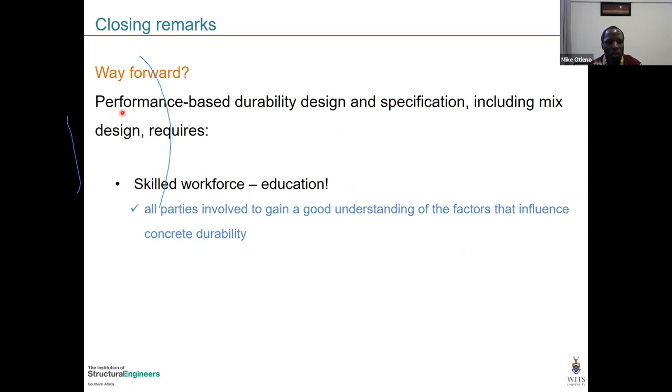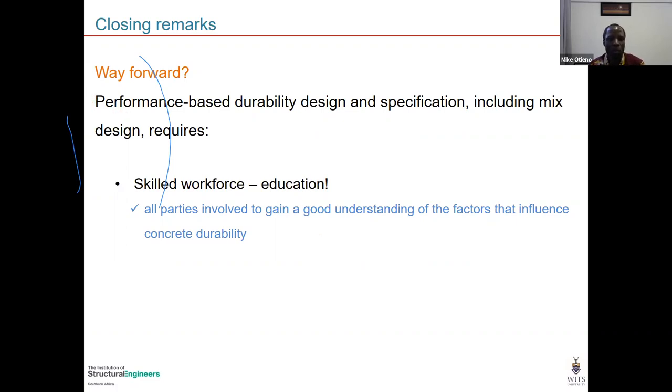We need to ensure that for us to achieve performance-based durability design and specification, including mix design of concrete, the most important thing is to have a skilled workforce. And on that end, we need education. So all parties that are involved need to have a good understanding of what affects durability, especially in terms of what parameters affect concrete durability.